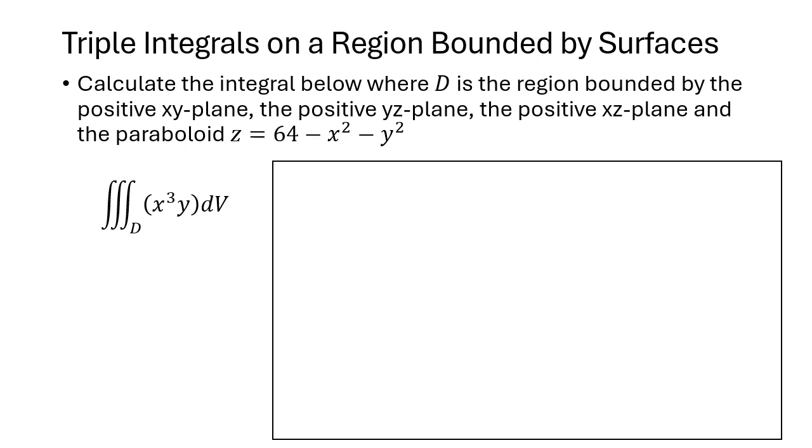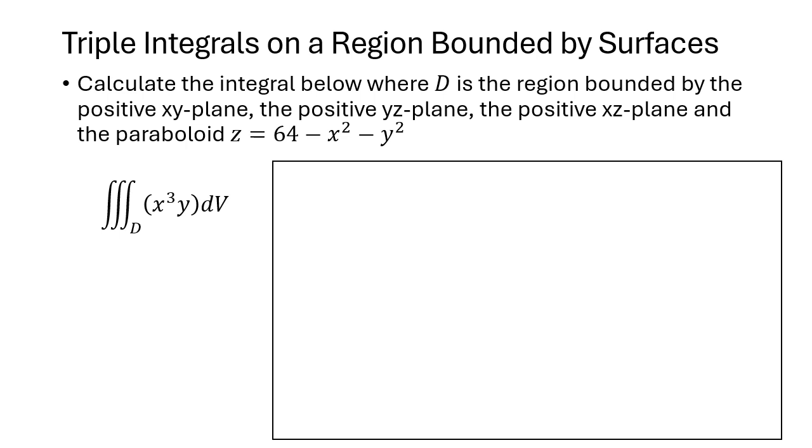Another thing that we can do with triple integrals is take the triple integral over a region that's bounded by surfaces. For this example, let's consider the triple integral over a region that is bounded by the paraboloid z equals 64 minus x squared minus y squared, the positive xy plane, the positive yz plane, and the positive xz plane.